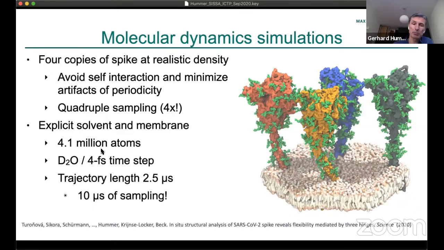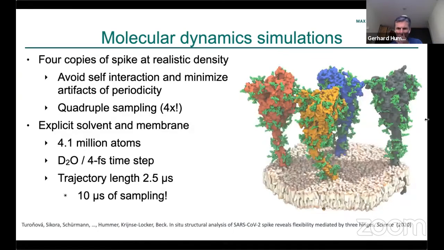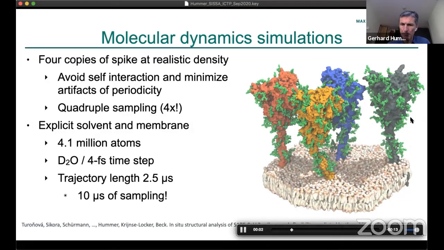We ended up with a system with 4 million atoms. To make it run a bit faster, we used heavy water that allowed us to use a 4 femtosecond time step. And in this way, we could collect about 2.5 microseconds of MD, which by having 4 proteins amounts to about 10 microseconds of aggregate sampling. And here you can see a movie. I don't know if it moves on your screen.